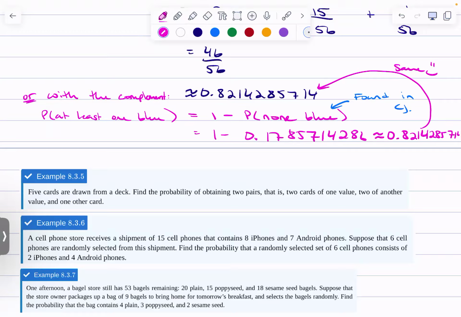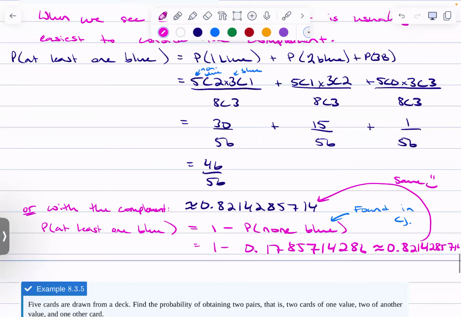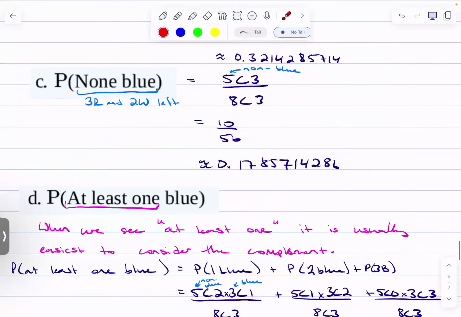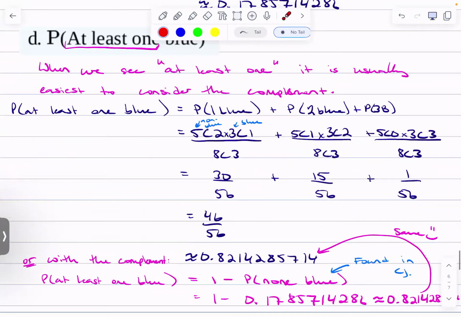But using the complement is a lot easier. But you do have to remember that trick. Otherwise, you get the same answer. It just took you a lot longer. So that's okay. It does require the probability that none of them are blue, which for some reason stumped me briefly, I'll admit. But that's a lot quicker or a lot easier math than all of these guys put together.